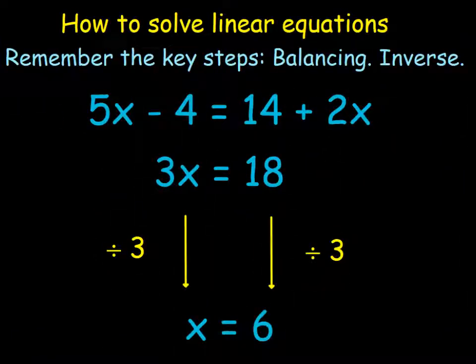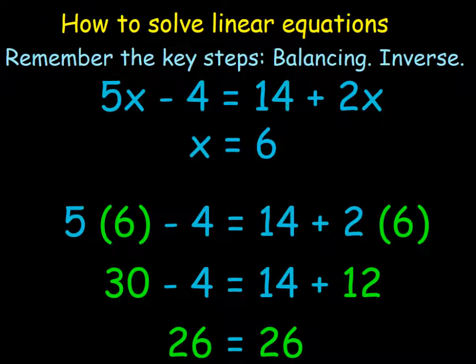To finish off this question, we need to find out what 1x is. We know 3x equals 18. Now the 3 in front of the x is multiplied by 3. So the inverse of multiply by 3 is divide by 3. So if we divide both sides by 3, then we end up with 1x equals 6. And that's the answer to our question.